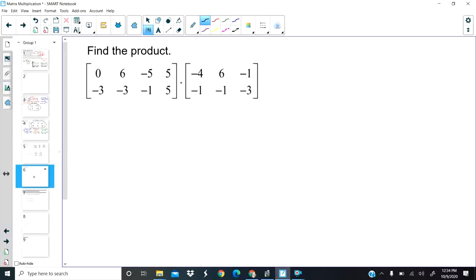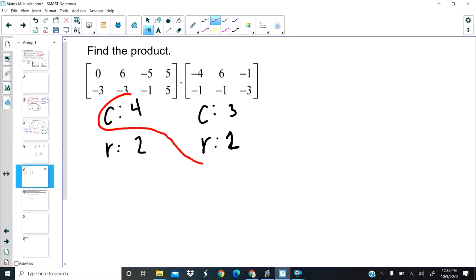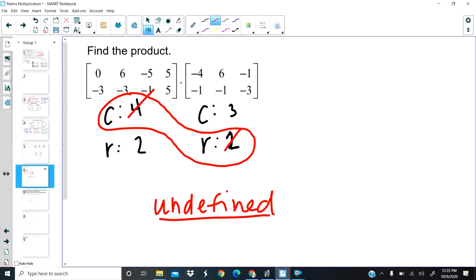So the first thing that I want to do on this one is, again, find the columns and rows on both of them just to make sure we even can multiply them together. So the number of columns on the first one is 4. The rows is 2. The number of columns on the second one is 3, and the number of rows is 2. So we need to make sure that the number of columns matches the number of rows in the first and the second. And clearly 4 and 2 do not match. So when that happens, you're just going to say that this product is undefined. And if you had put that in a calculator, you would also get an error for that as well.